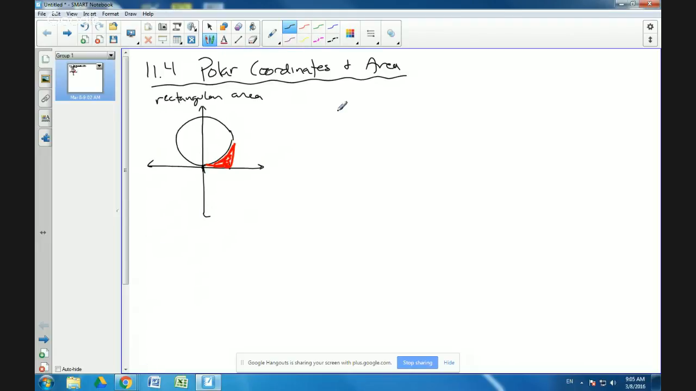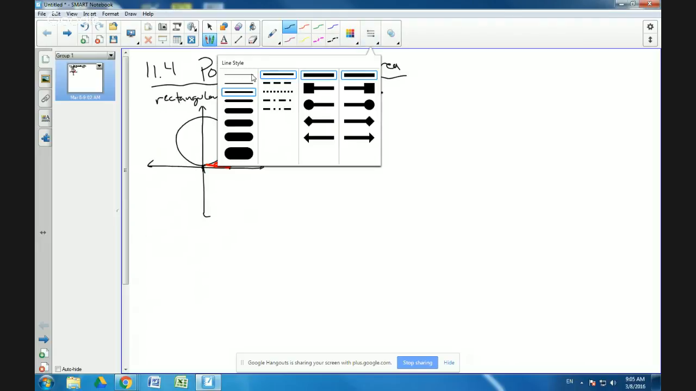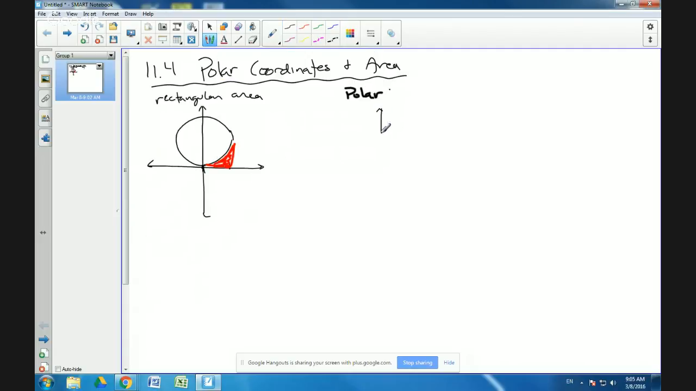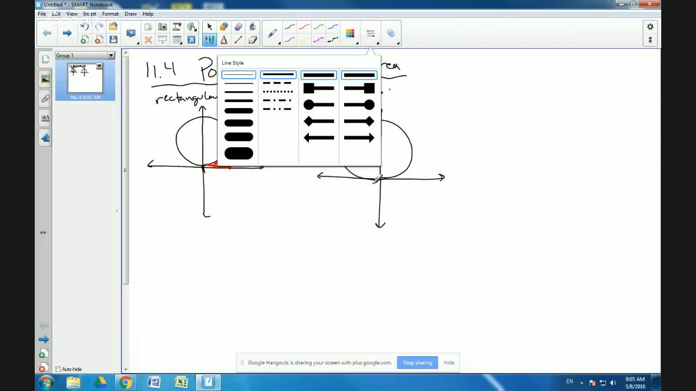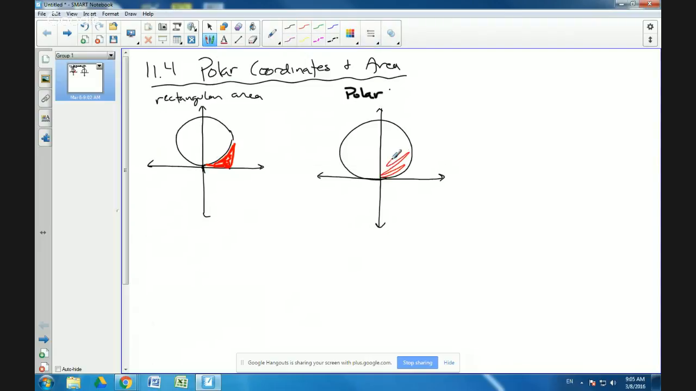In polar coordinates, here's why polars are neat, because they give you a different way of measuring area. I draw the same circle, or a sad attempt at it. The area we are calculating here is here. Let's say we go from 0 to pi over 3. We are calculating a radial area now.